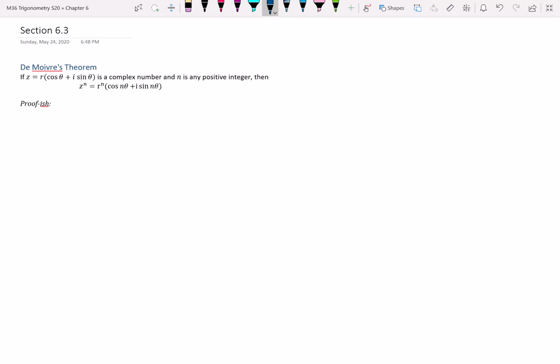I'm going to start off with just raising z to the second power. My z is my complex number, and we're going to assume that we have it in trigonometric form. So z squared is the same thing as z times z. Well, what is z? We know that it's r times the quantity cosine of theta plus i sine of theta. And z times z means we multiply it by itself, so another r times the quantity cosine of theta plus i sine of theta.